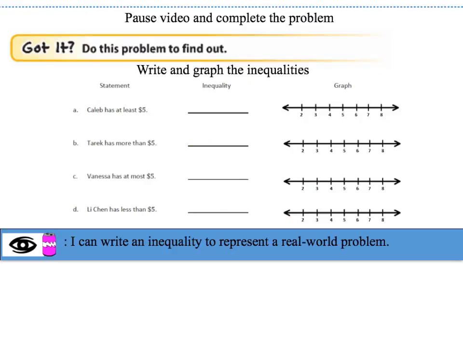So pause the video, complete the Got It problems, and we'll discuss this answer in class tomorrow. Notice there are 4 Got It problems on this slide. Got It problem A, B, C, and D. Give us an inequality for each, and give us a graph for each.